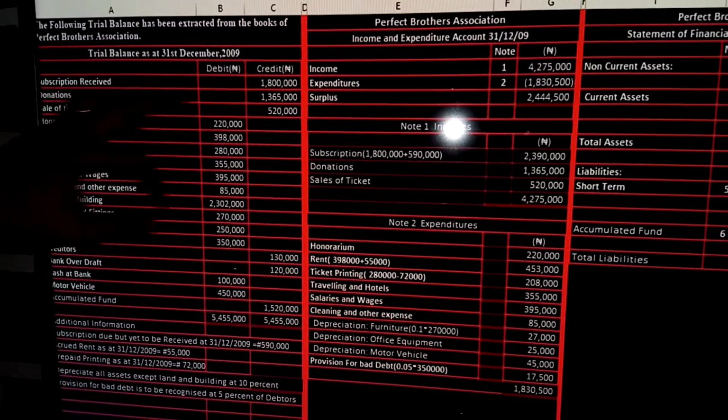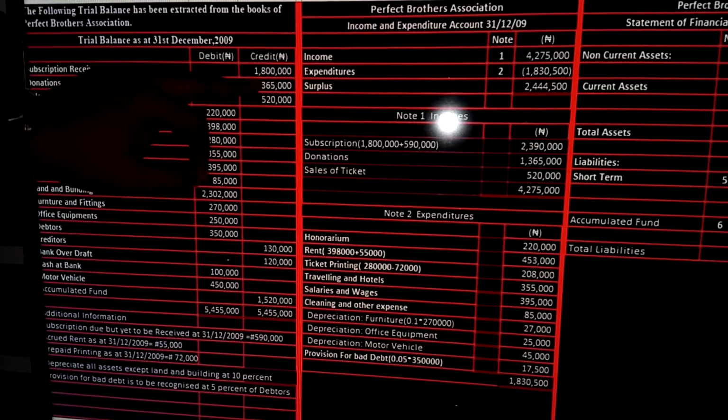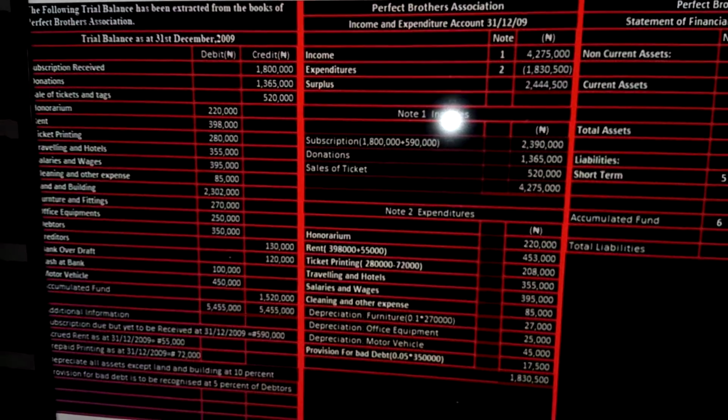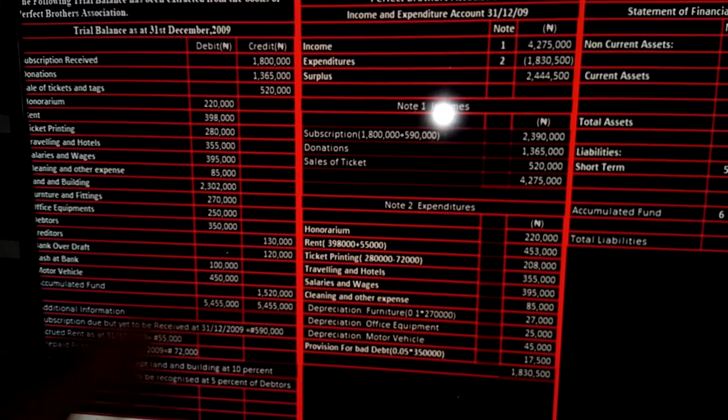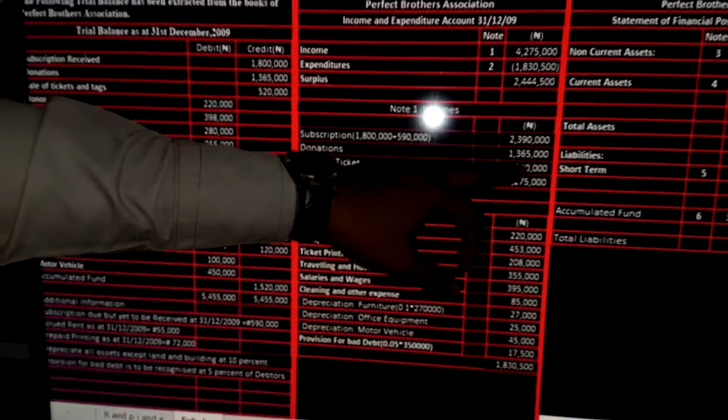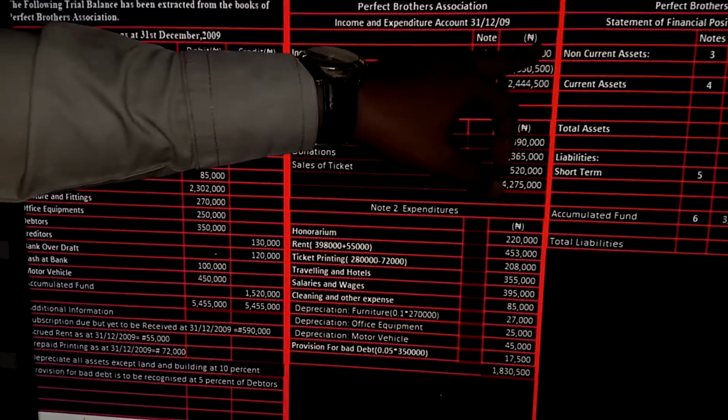The next one is donations. Any additional information on donation? No. So pick it straight. Donation is 1,365,000. The next one is sales tickets. Any information on sales ticket? No. So when you add this, and this, you have 4,275,000. That's what you have here.